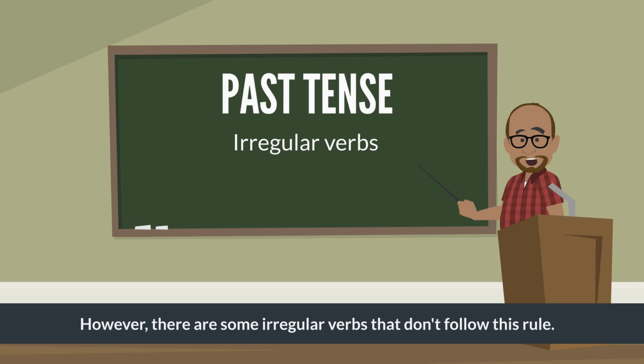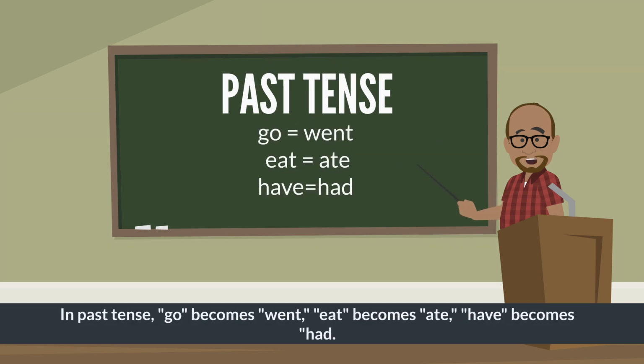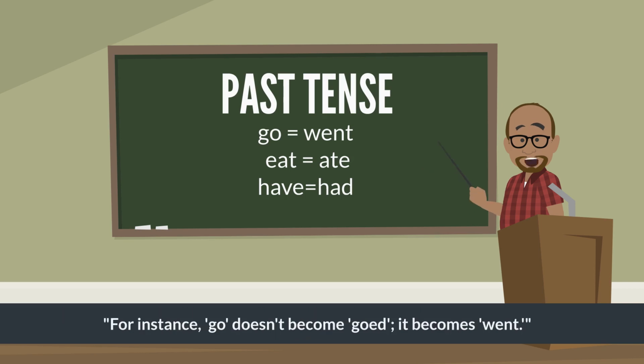However, there are some irregular verbs that don't follow this rule. Irregular verbs don't follow the ed rule. Irregular verbs have unique past tense forms you need to memorize. In past tense, go becomes went, eat becomes ate, have becomes had. For instance, go doesn't become goed, it becomes went.